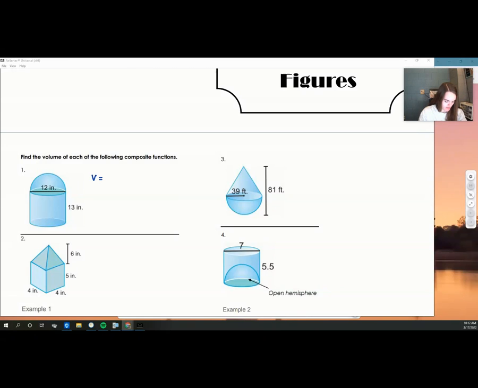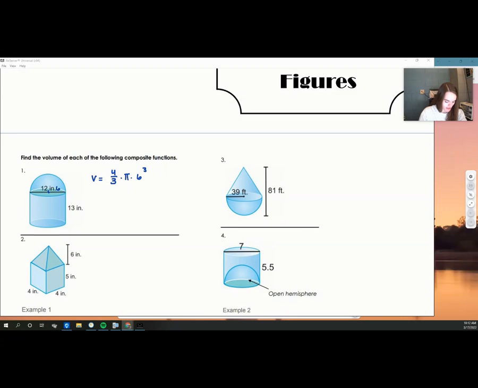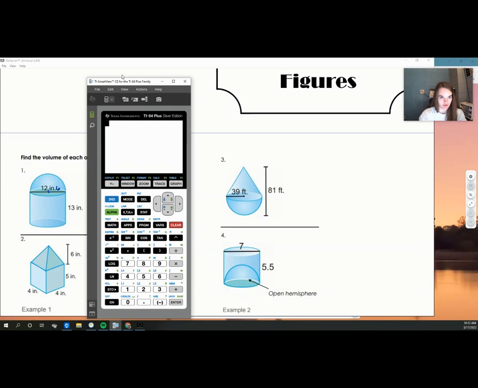So the volume of a sphere is 4/3 times pi times the radius, which in this situation is 6 cubed, but we only want half of it since it's a hemisphere. Okay, so we'll go ahead and calculate that first.